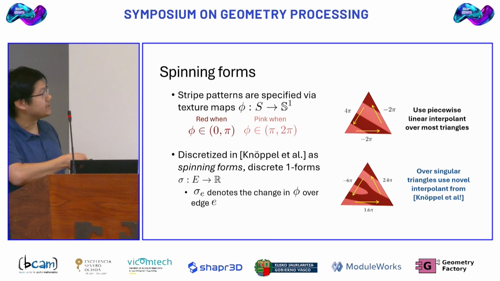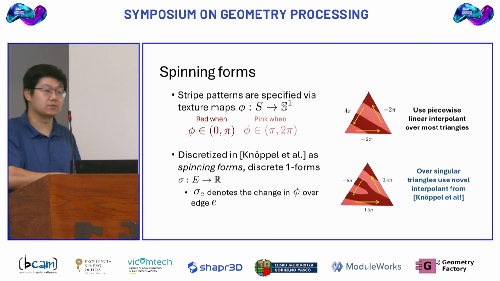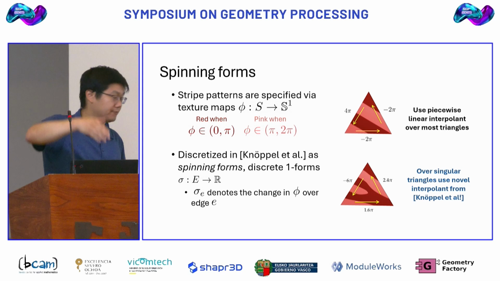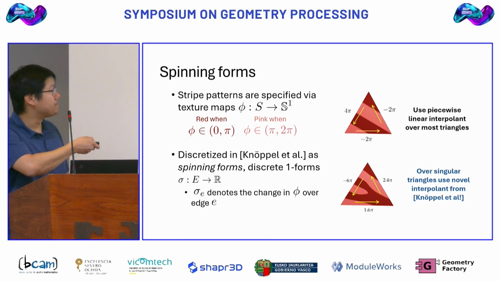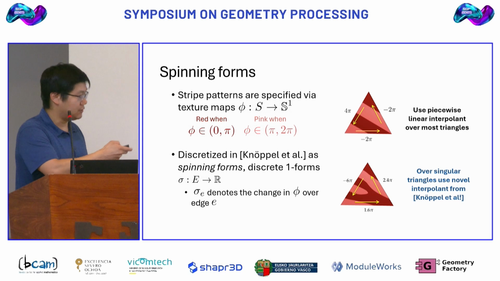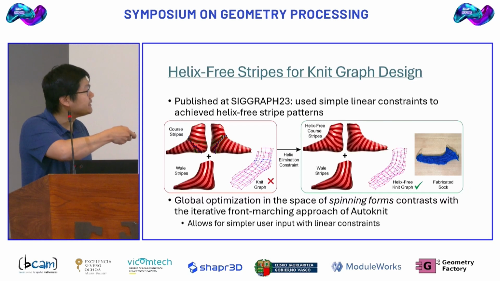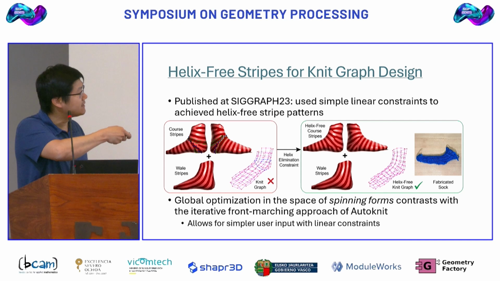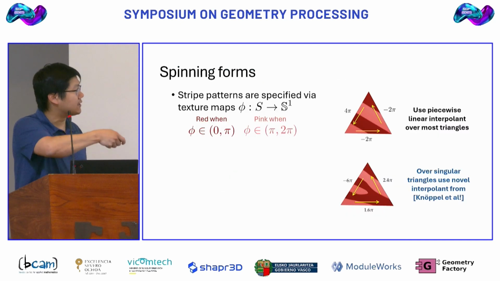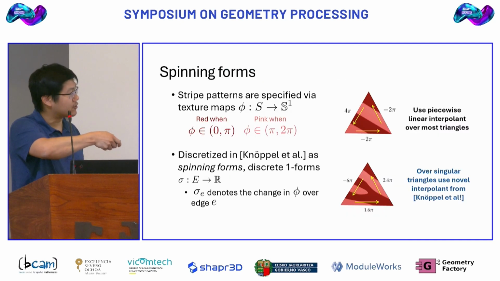And yeah, over such triangles, it's nice. This sums up to 0, and you can use a nice piecewise linear interpolant for your phi. Of course, in a stripe pattern, in order to maintain even spacing, you do need places where you have new stripes. So these are these singular triangles.